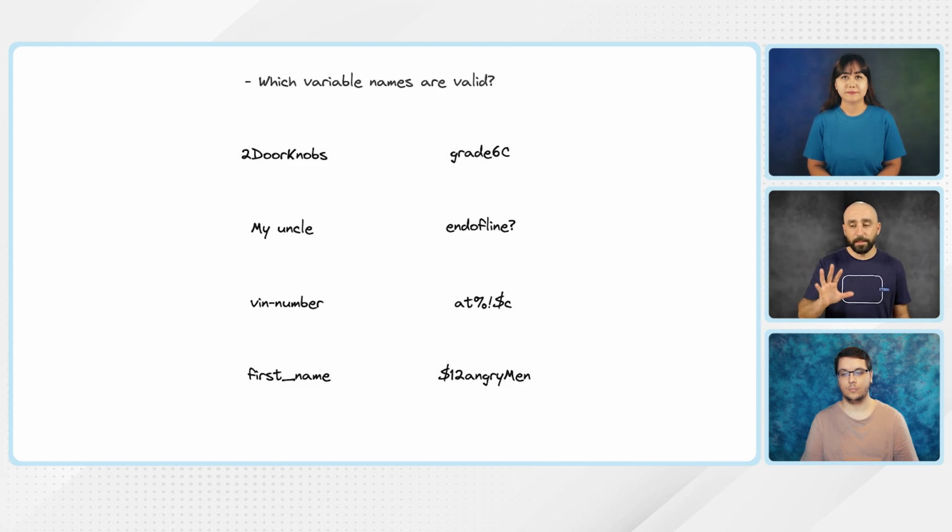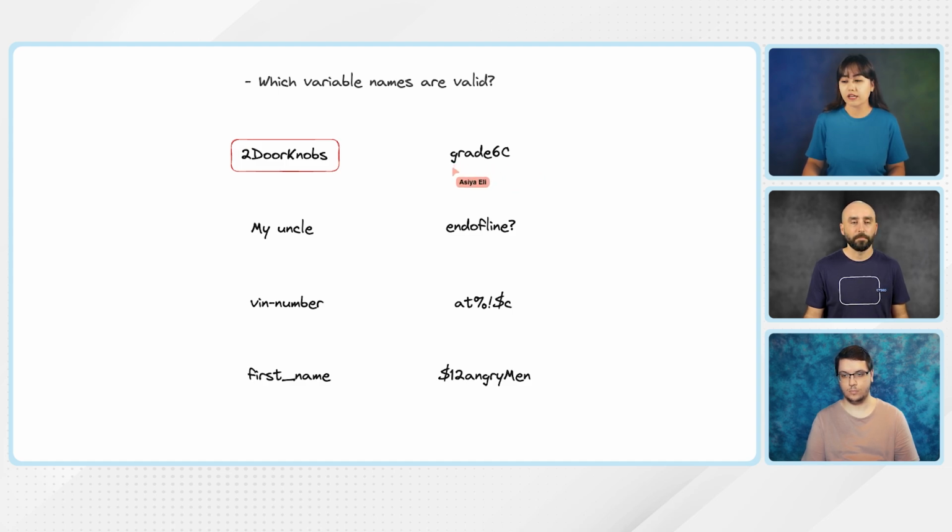Perfect. Based on the rules you mentioned, can you please go over these variable names and tell us which ones are valid or not? Yeah, sure. Let me go over them one by one. The first one is 2-door knobs. As I mentioned, we cannot start a variable with a number. So this is an invalid variable. Let me highlight it with the red color. And then the second one is grade 6C.